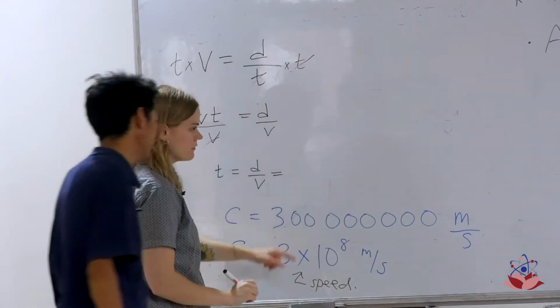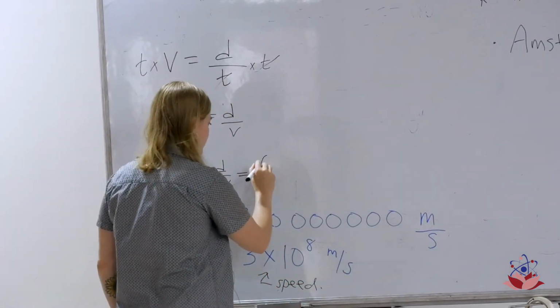So let's see. So distance is 6 times 10 to the 6.